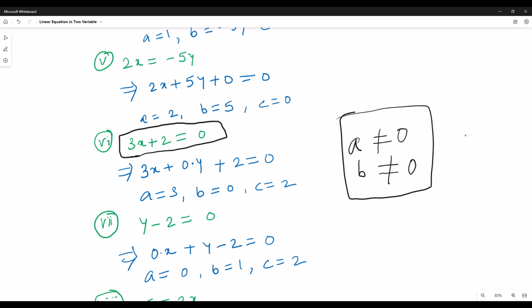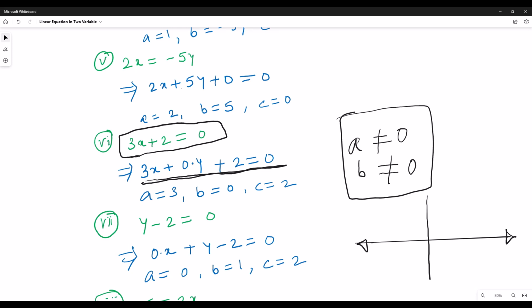It looks like it is a linear equation in one variable, but we can say it is a linear equation in two variables as well, where b is 0. So we can write this as a linear equation in two variables like this, and here b is 0. So 0 multiplied with y is 0. So 3x plus 2 is also a linear equation in two variables. We can write it in that form, and later you will learn how this can be represented.